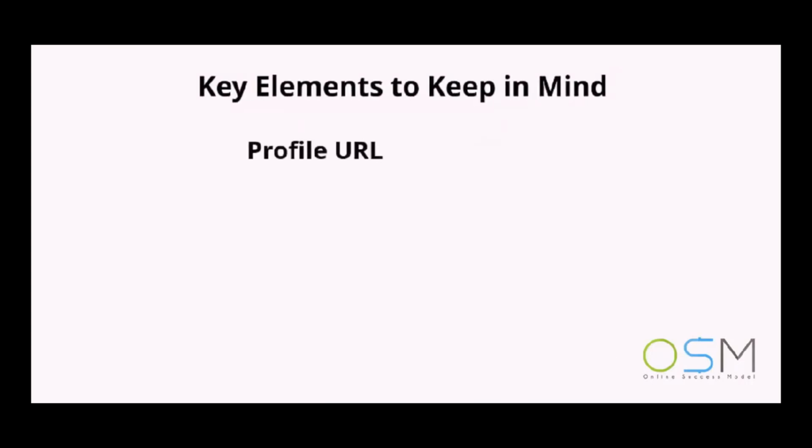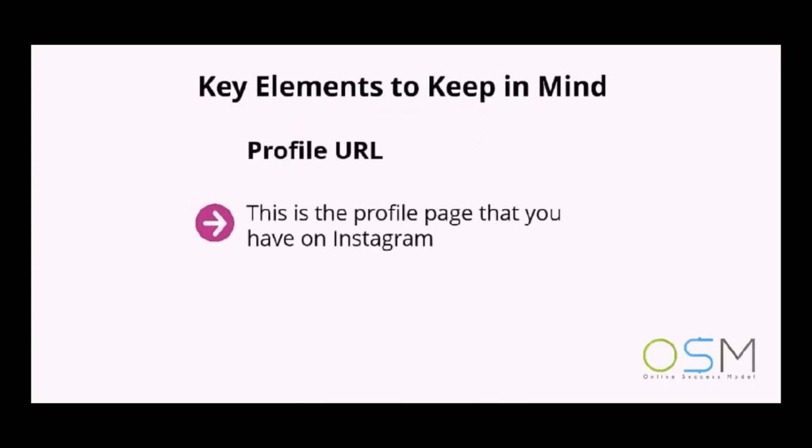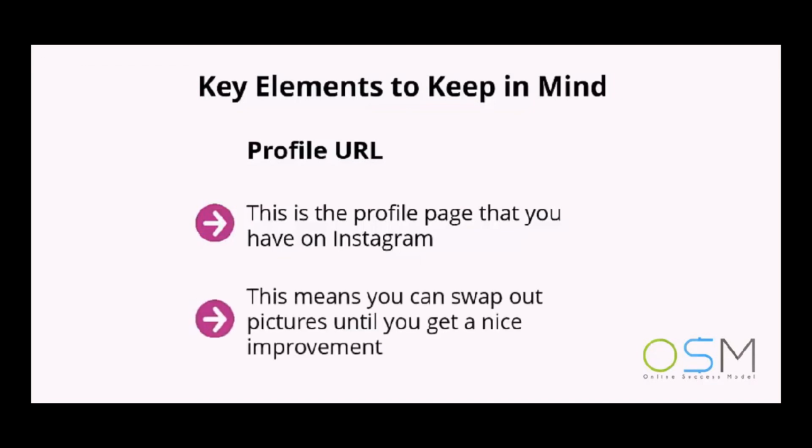Here are the key elements to keep in mind. The profile URL. Now, this is the profile page that you have on Instagram. In here, you can change the picture, the description, you go element by element. This means you can swap out the pictures until you get a nice improvement. Now, once the images have made a sustainable change, you can move on to the text. Then you can do that until it improves, and then you move on and so on and so on, element by element.